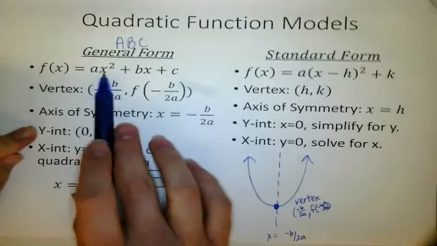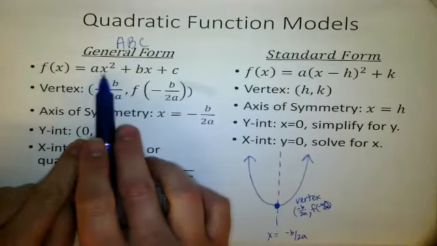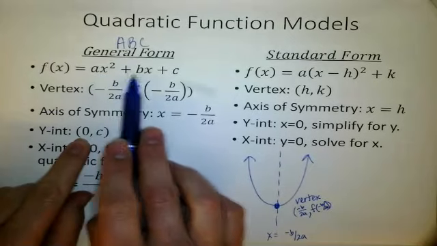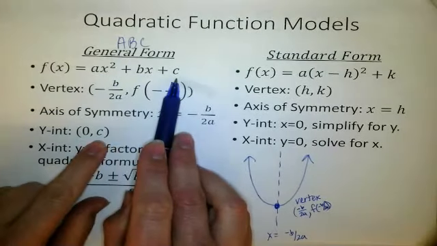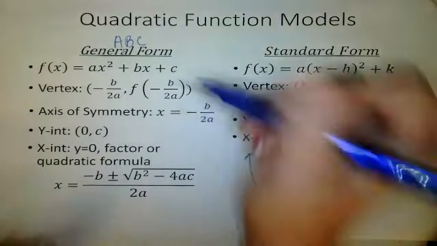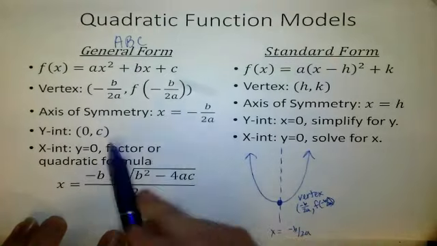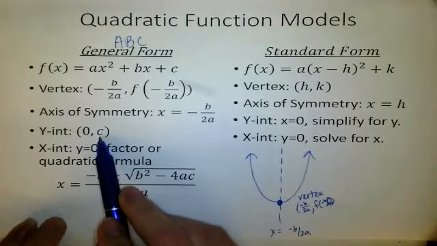The y-intercept you can get always by plugging in a 0 for the x. If you plug in a 0 for the x, you would have 0 plus 0 plus c. So when you're in general form, whatever that constant is, that value on the end, happens to be your y-intercept. So that's kind of nice.